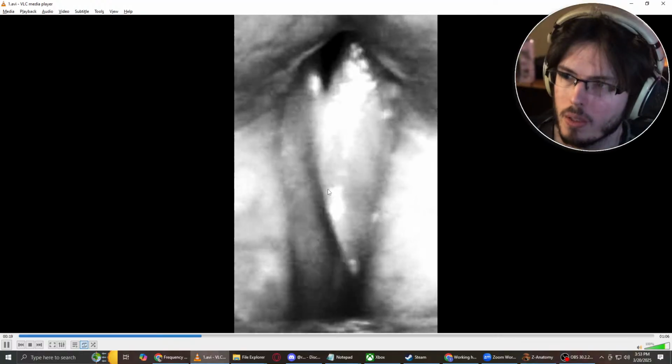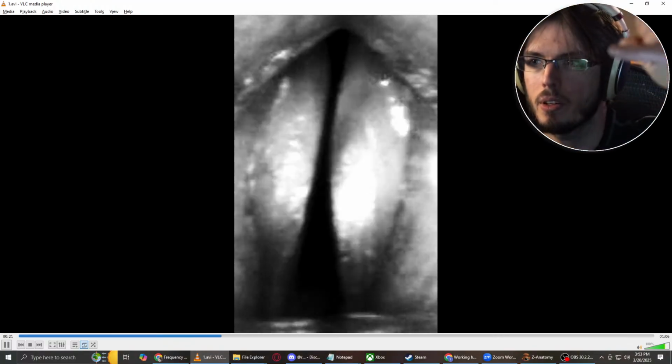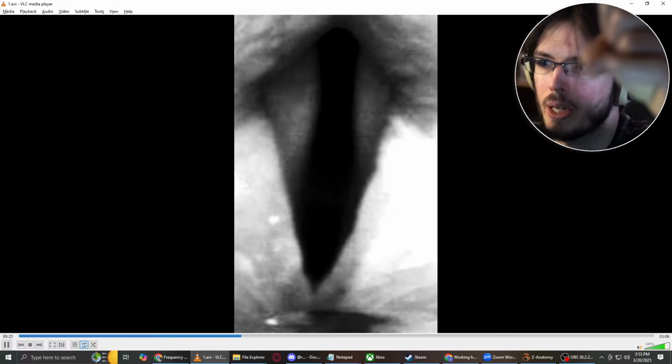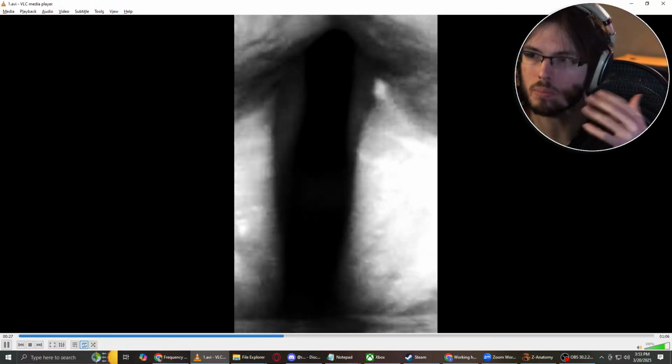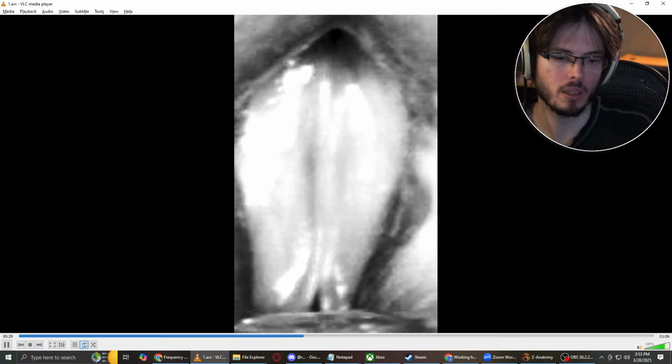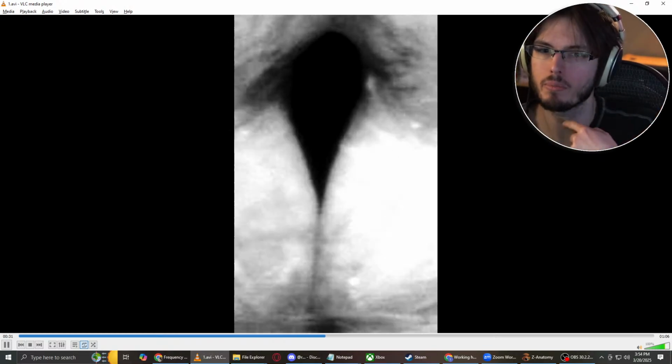For scale, and correct me if I'm wrong on this, your pinky nail is probably a decent comparison. If you're a woman, maybe your thumbnail, if you're a male, is about the circumference of, not the circumference.